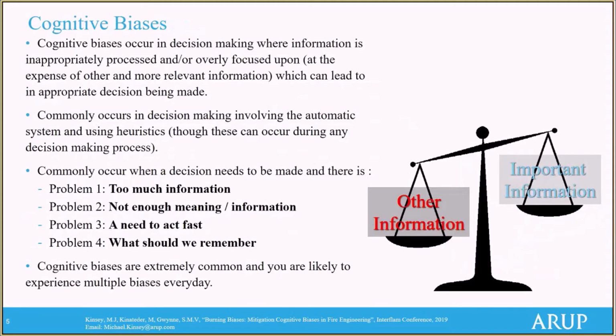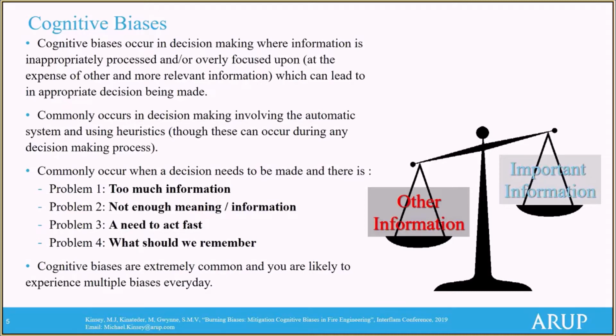Now, cognitive biases occur in decision making where information is inappropriately processed or overly focused upon at the expense of other or more relevant information, which can lead to an inappropriate decision being made. Commonly, this occurs when we're using something called the automatic decision-making system in our brains, which often happens non-consciously, but it can also happen consciously as well. And it can also happen quite often when we use heuristics, when we try to simplify a problem into something using a simple rule of thumb.